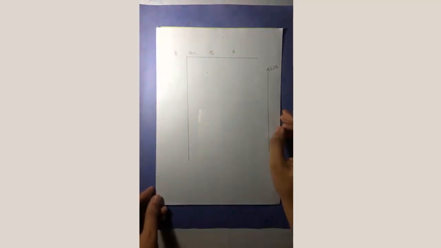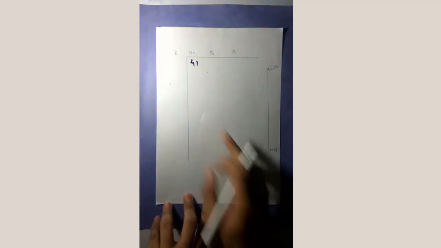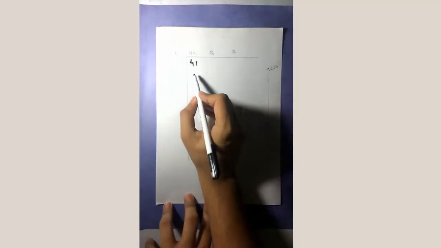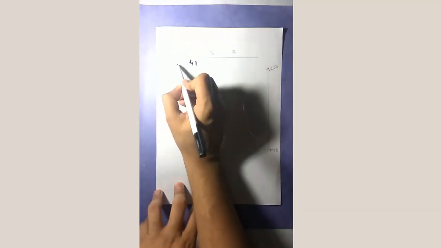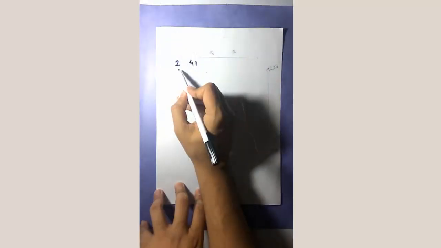Now let us consider decimal to binary conversion. For example, let us consider a simple number like 41. For converting this decimal number into binary, we'll have to consider the base as 2 and we'll have to divide this number 41 by 2.